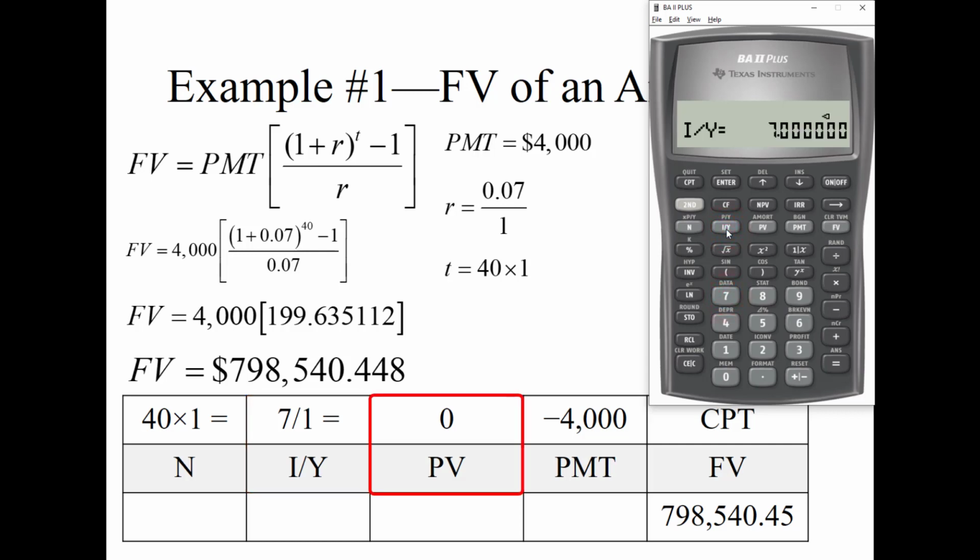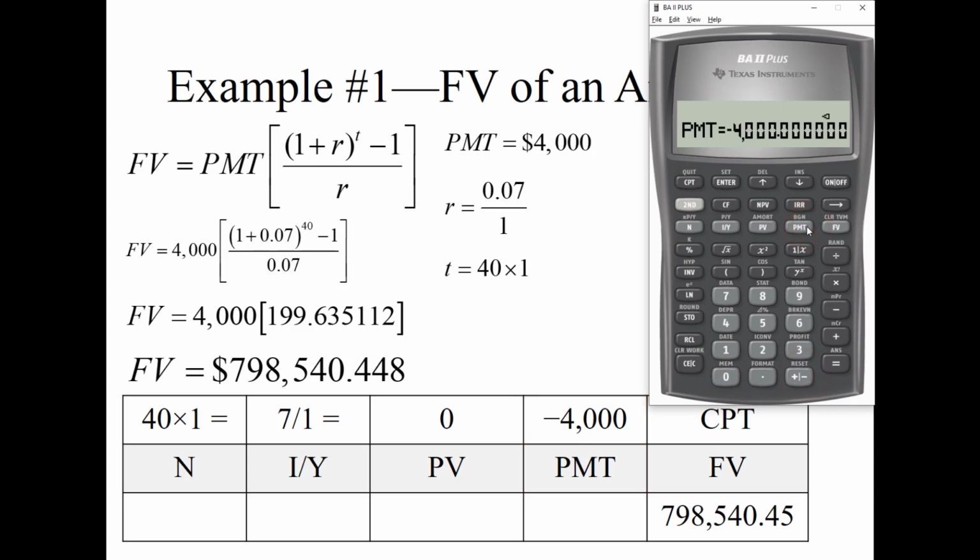Our PV is 0. In this case, we don't have any present value or an amount that we're starting with at time 0. So we're going to hit 0 in PV. Our payment is going to be our annuity. And in this case, we're going to assume that we're saving it or investing it. So we have to make it a negative number. So first I'll type in 4,000 and then hit our plus minus key. And then PMT.